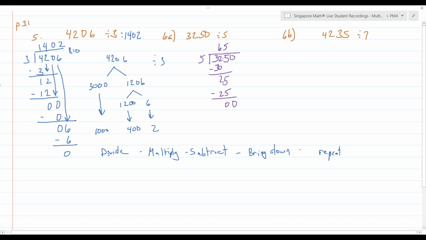The answer is not 65. Notice when I had a 32, I had to put the 6 right above the 2. That means the 6 is in the hundreds place. This answer is not 65, it's 650.